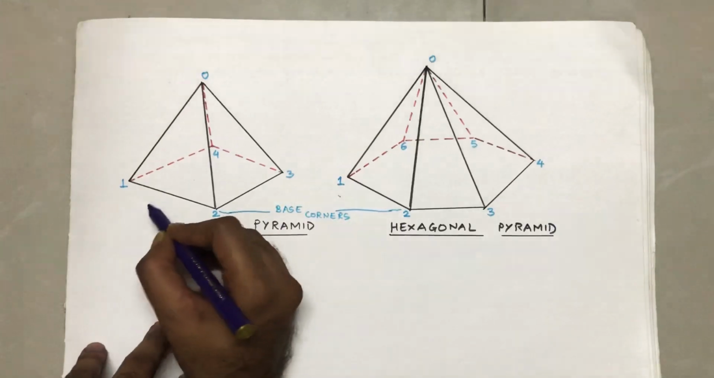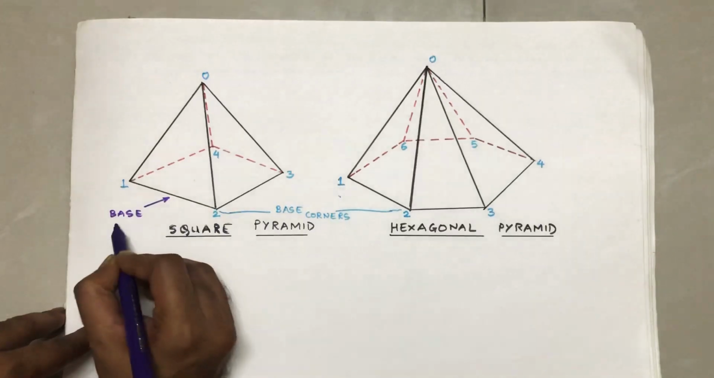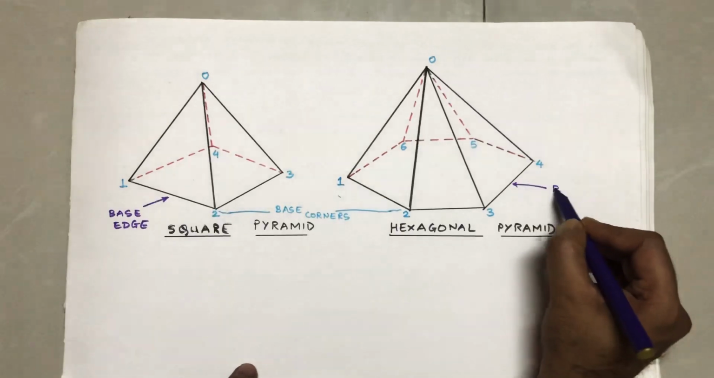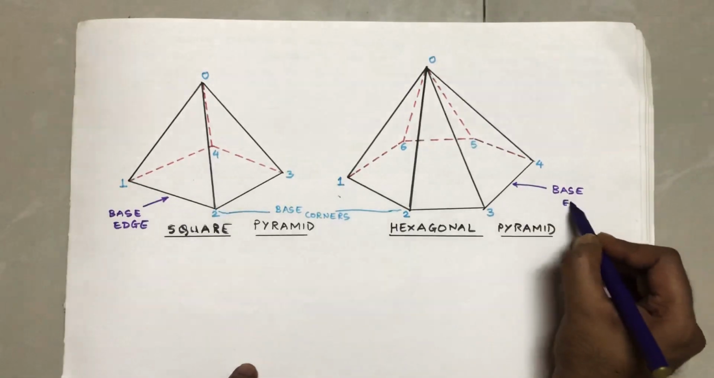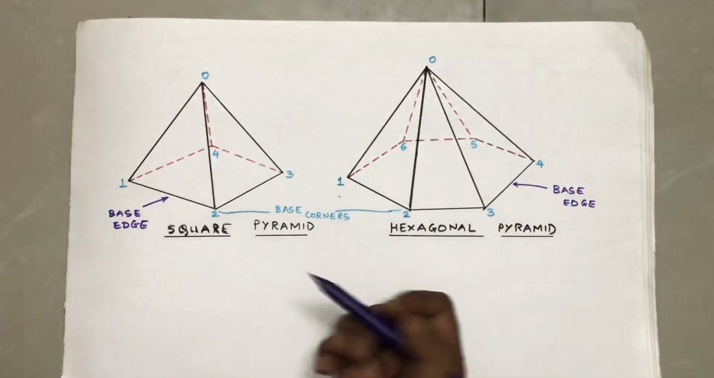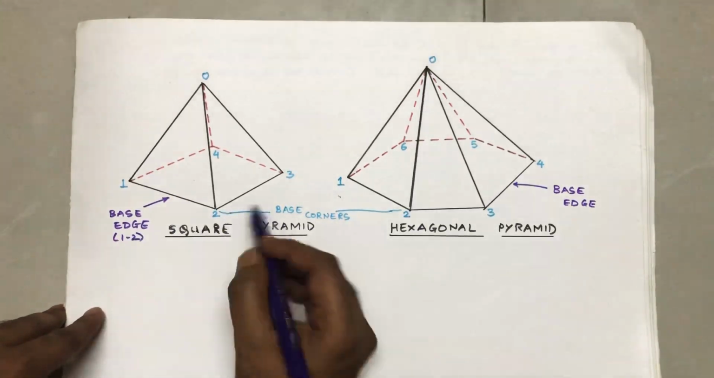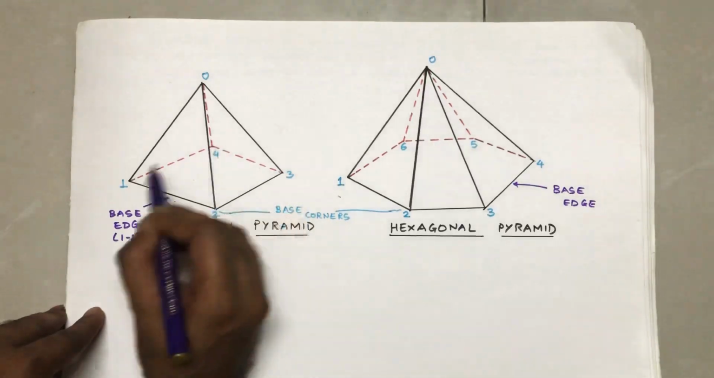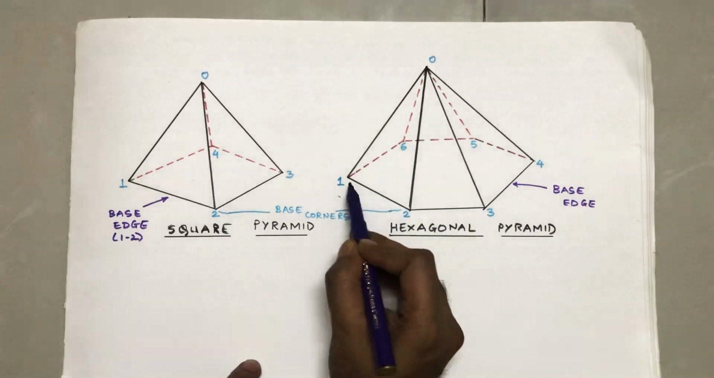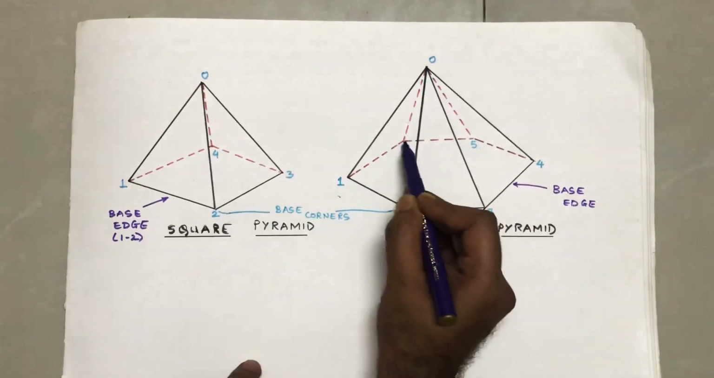Let's talk about this. This here is what we call as a base edge. That's a base edge. Once again, this here is what we call as a base edge. So in a square pyramid, there are how many base edges? 1, 2. You're going to name it like this. 1, 2, 2, 3, 3, 4, 4, 1. In a hexagonal pyramid, there will be how many base edges? 6. 1, 2, 2, 3, 3, 4, 4, 5, 5, 6, 6, 1.